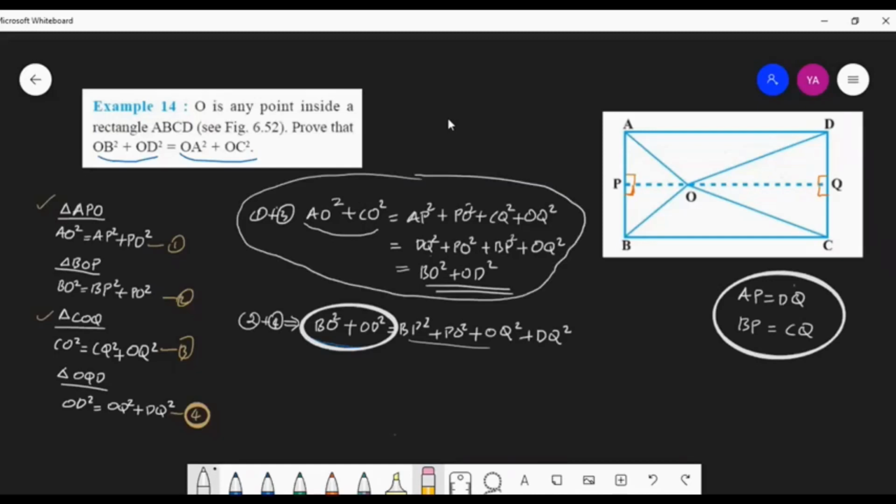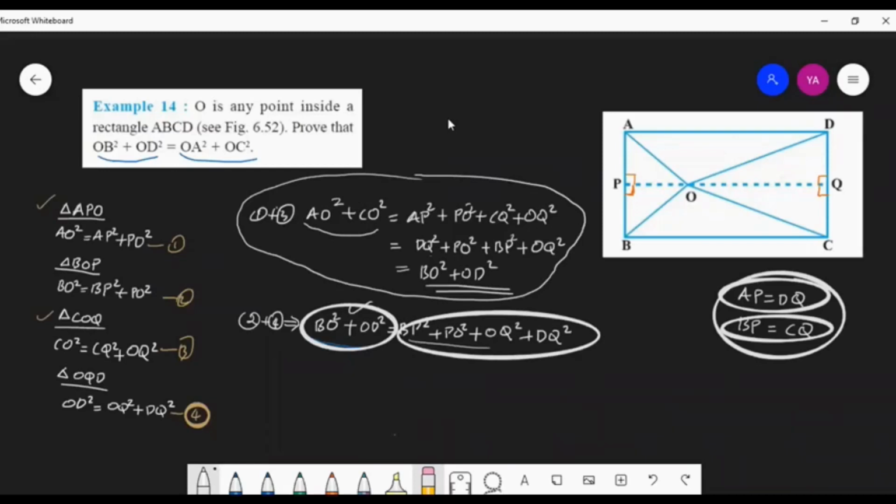AP and DQ are the same, and CQ and BP are the same. We substituted those values, and this four sum is equal to BO square plus OD square, as written below. BP square plus PO square plus OQ square plus DQ square is equal to BO square plus OD square. We substituted here, so we reached the result. Just turning LHS and RHS, you will get the given equation. We reached here, we just underline and prove.